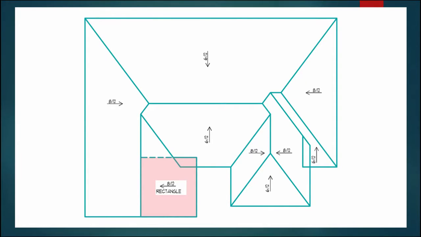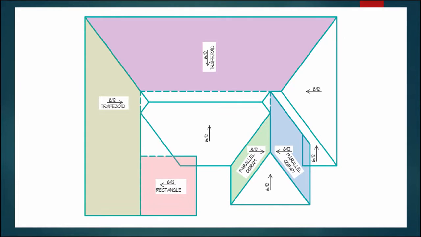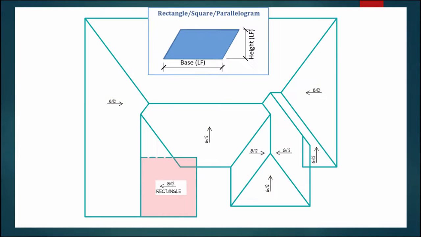We've got a rectangle, we've got parallelograms, we've got trapezoids, and we've got triangles. So now once we get that, let's look at each shape one at a time. We've got a rectangle. The spreadsheet tells you that you need a base and a height dimension. So we've got 11-foot base, 10-foot 4 height, and then also take note of the 8 and 12 roof slope.